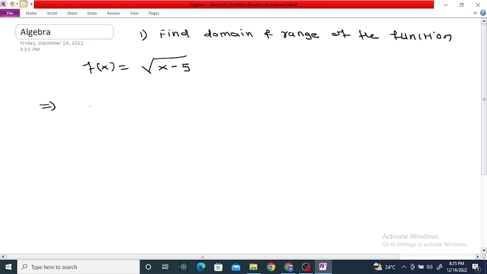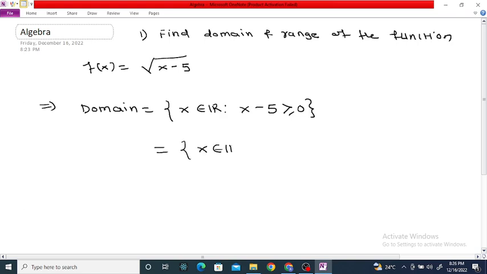So here now we know that the square root function is defined only for positive values. So here the domain is positive values and 0. So domain is equal to the collection of all real numbers such that x minus 5 is greater than or equal to 0. So this implies it is equal to the collection of all x belonging to the real number set R such that x is greater than or equal to 5. So here the domain is equal to 5 to infinity.